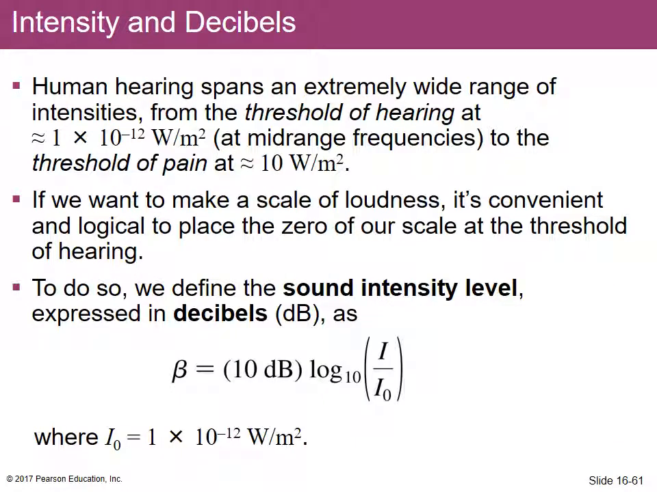The decibel system is a logarithmic unit used to express the ratio of two intensity values. There usually is a logical 0 point for our scale, indicated by I sub 0. Human hearing spans an extremely wide range of intensities. The faintest sound that humans can hear is 10 to the minus 12 watts per square meter, and thus I0 for hearing is 10 to the minus 12 watts per square meter.